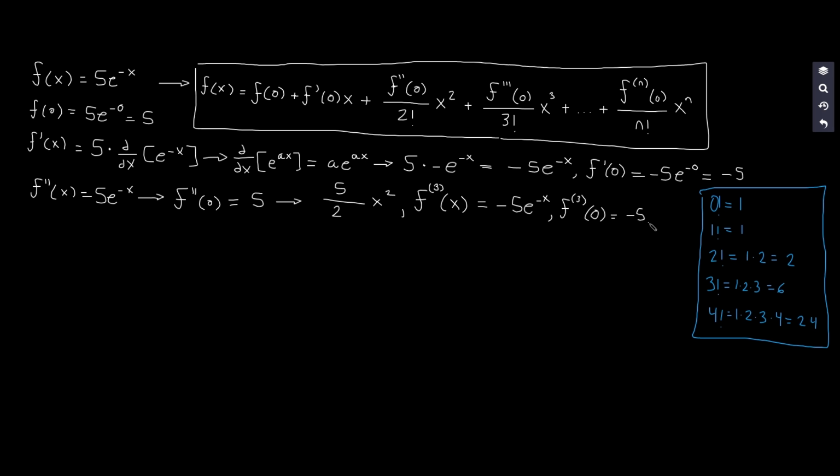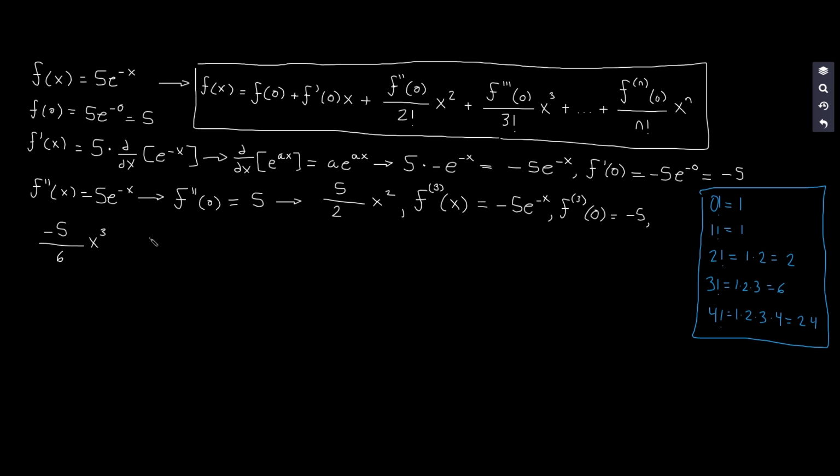But then we're going to plug it into our function here. This is going to be -5 over 3 factorial, which is going to be 6, times x raised to the third power. Sorry, I was just checking the work.